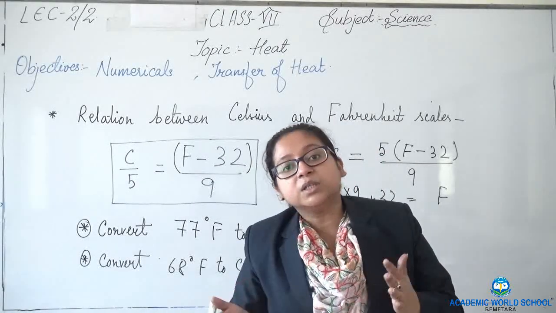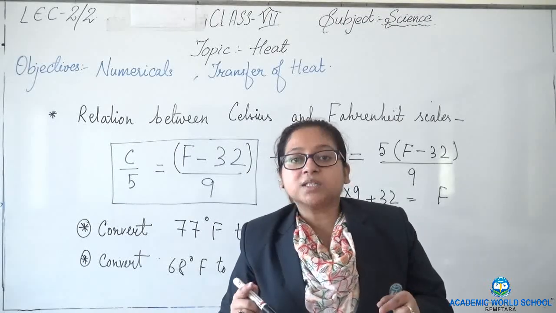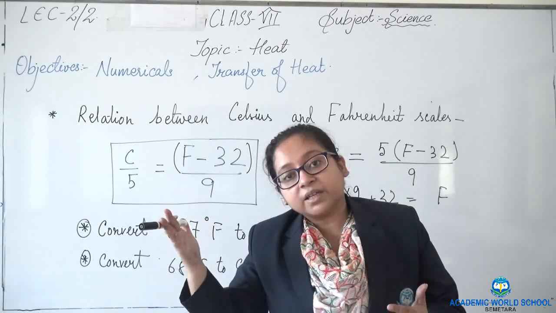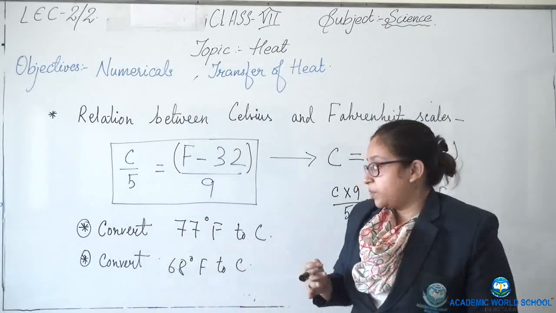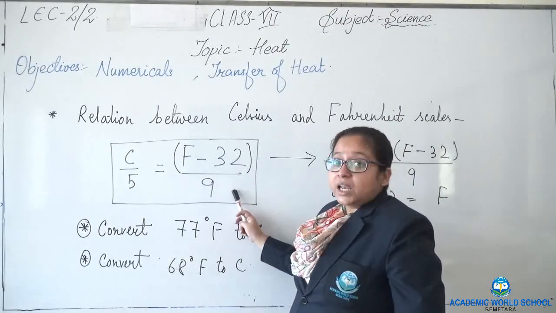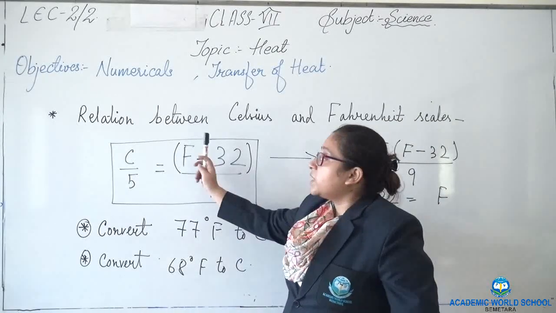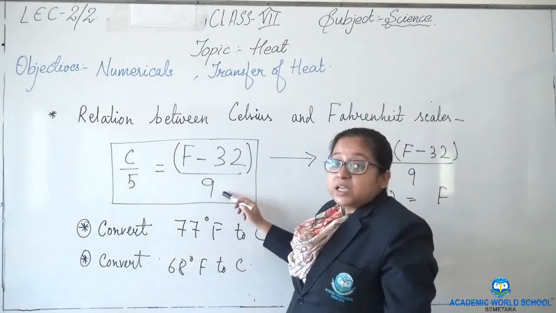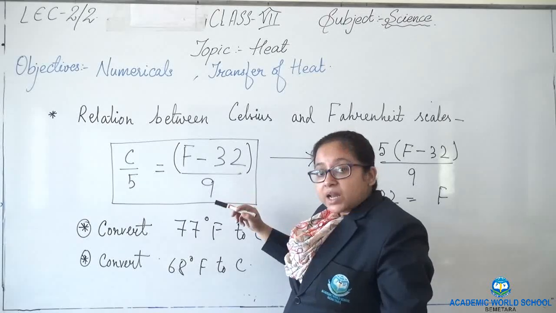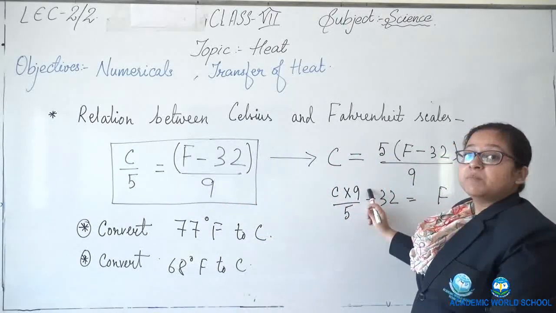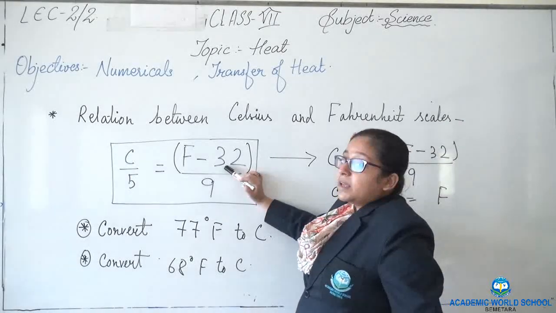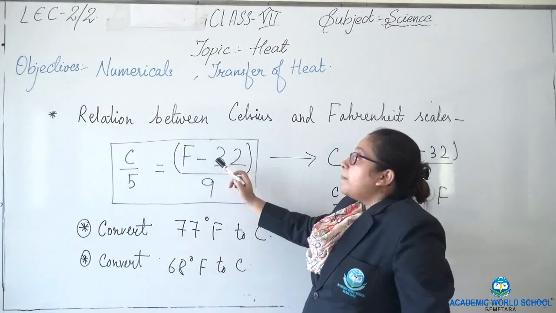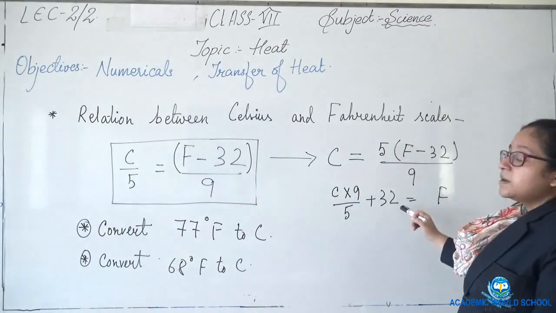Multiplication becomes division, division becomes multiplication. When I change the side, the digit which is in the denominator goes to the numerator, and the digit in the numerator comes to the denominator. So here my digit is in the denominator, so when I change the side, it is going to the numerator. And here it is in division form, so when I am changing, it changes to multiplication form. And my 32, it was minus 32. When I change the side of 32, minus becomes plus, so it is plus 32.